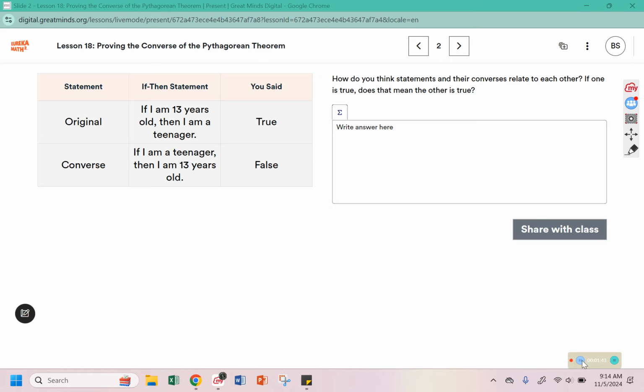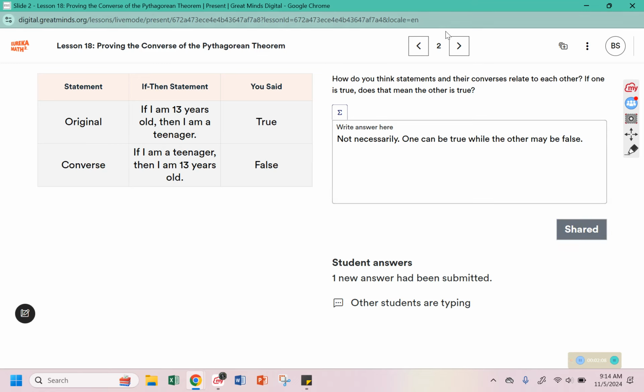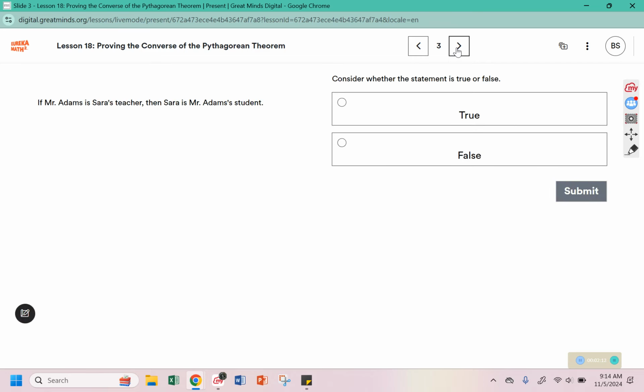How do you think statements and their converses relate to each other? If one is true, does that mean the other is true? Not necessarily. One can be true, while the other may be false. In some cases, they may both be true, but in others, we might have one true and one false.